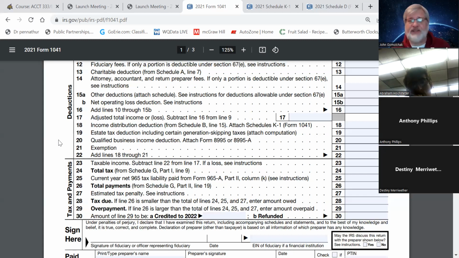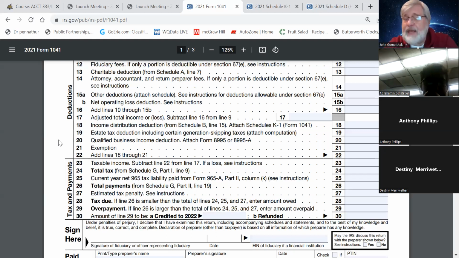Line 21, exemption. Just like on your individual income tax return, you get an exemption for each person listed on the return. If you're single, you get 1 exemption. If you're married filing jointly, you get 2. If you have children, you may get more exemptions. We don't care about how many children you have here. The exemption is driven by what entity you are. If you are an estate, the exemption here is $600.